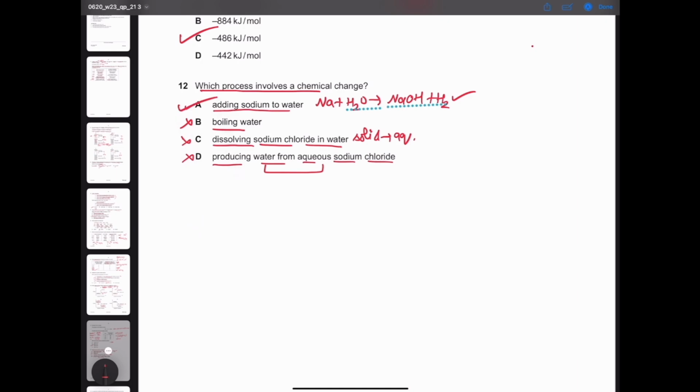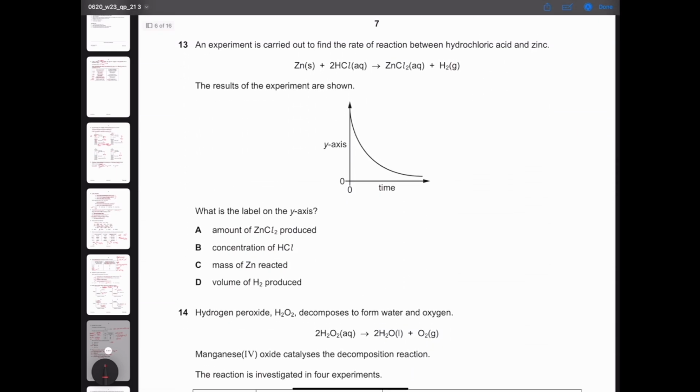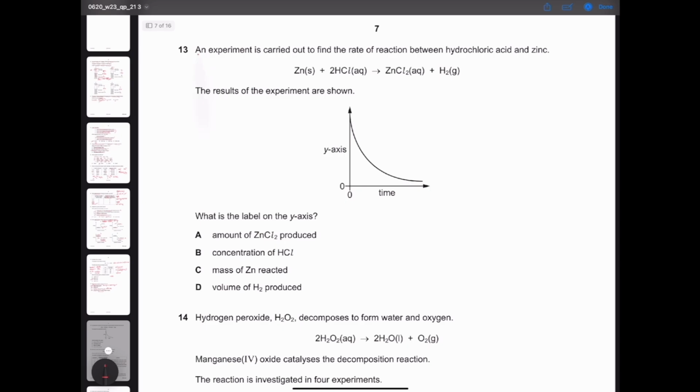Now, next question, 13, B part. 13th question. An experiment is carried out to find the rate of reaction between HCl and zinc. The results of the experiment are shown. What is the label on the y-axis?